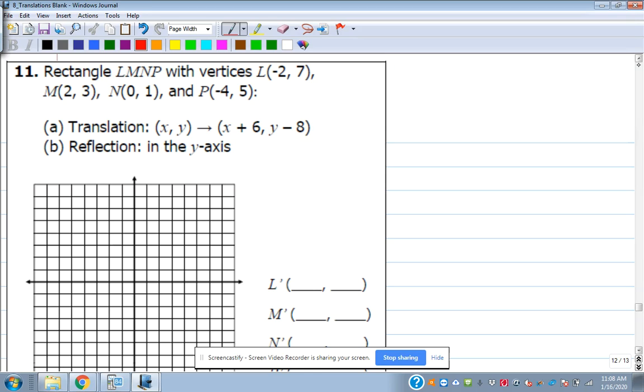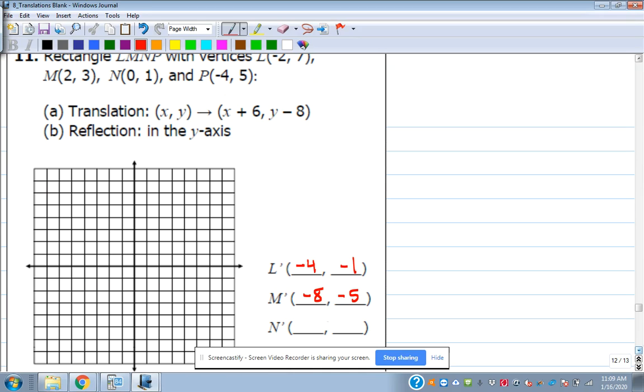L is at negative 2, 7. With the translation, it will be negative 2 plus 6, which is 4, and 7 minus 8, which is negative 1. And what does reflecting across the y-axis do? Changes the x value sign, which would make it negative 4, negative 1. And then M prime starts at 2, 3. 2 plus 6 is 8. And then the reflection across the y-axis makes it negative 8. And then 3 minus 8 would be negative 5. And then N prime would be negative 6, negative 7.